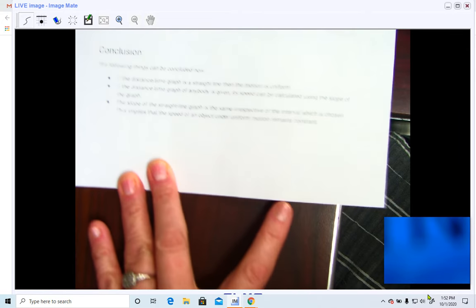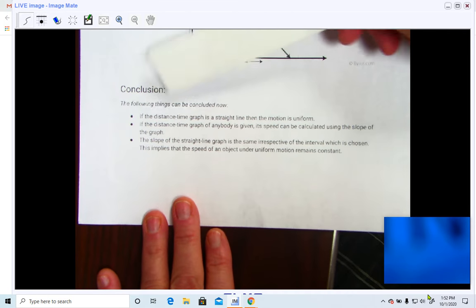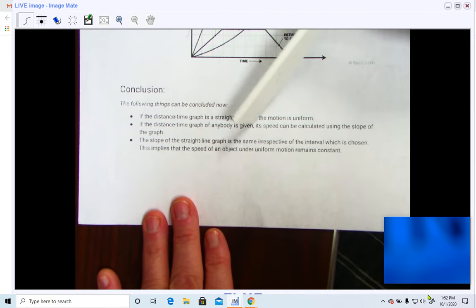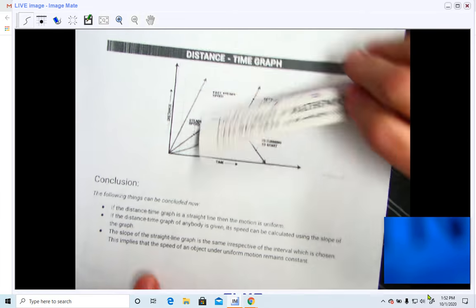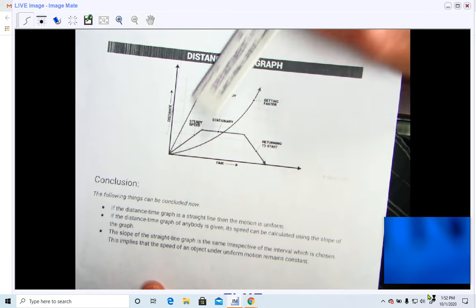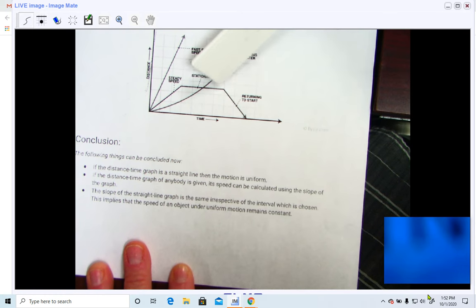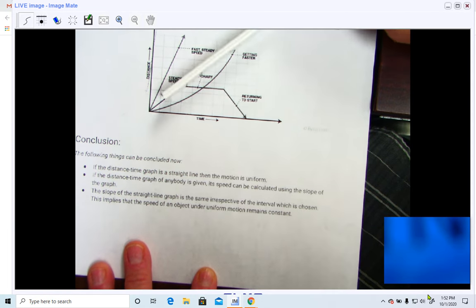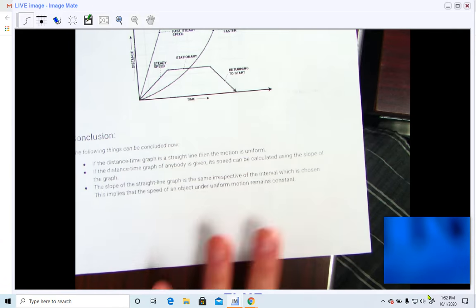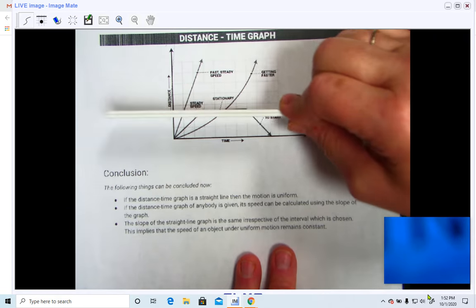Okay. Once again, it's just going to back up our conclusion. If the distance-time graph is a straight line, then the motion is uniform. So that's what this is, a uniform. Speed can be calculated using the slope of the graph. I'm not worried about the slope. You'll do that in math. So the next one says slope. Not worried about slope. I'm just worried about you being able to read a graph.